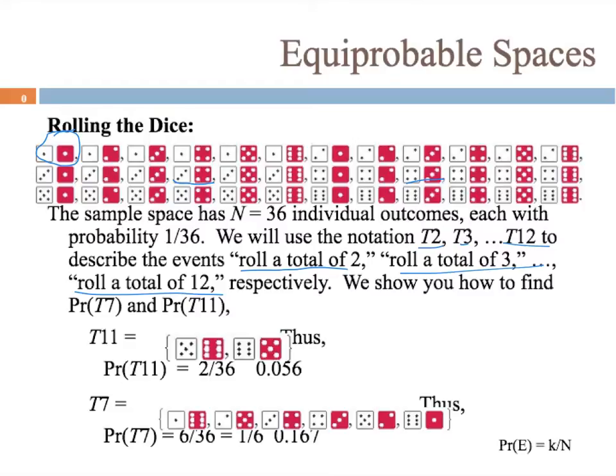So let's look at the examples T7 and T11. So if I want to roll an 11, there's only 2 ways I can do that. I can get a 5 and then a 6, or a 6 and then a 5.